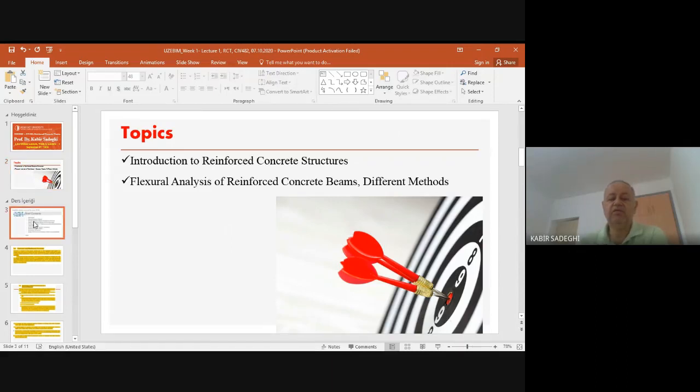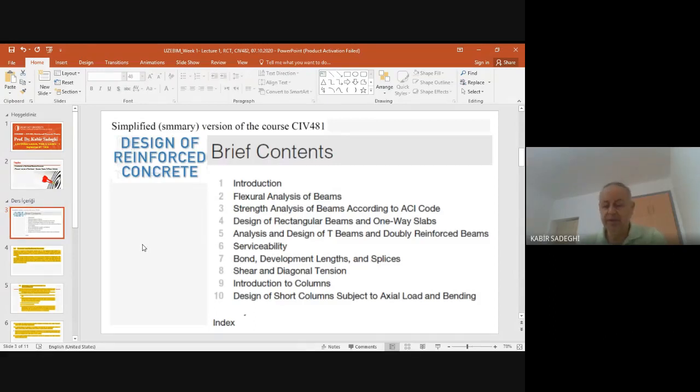Before starting the introduction, let's see what are the contents of the course. As you can see on the screen, in this course, we see first an introduction, and then flexural analysis of beams, and after that, strength analysis of beams according to the ACI code, American Concrete Institute code. That is more valuable, I think, than the other codes. Why? Because they spend a lot of money for research. Because of that, it's valid and we use that. It doesn't mean the other codes are not valid. This is more valid, this is updated.